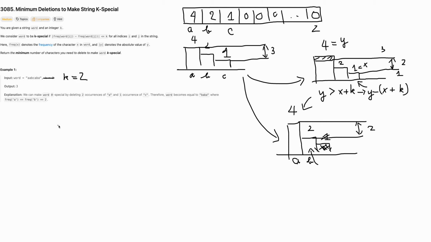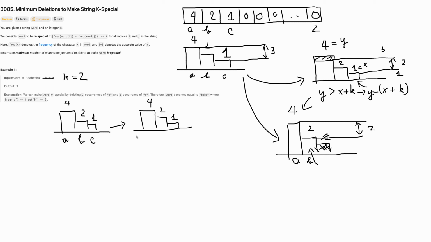Okay, so for example, in here we have the 4, we have 2, and here we have 1. 4, 2, and 1. So here that is the A, B, and C. Okay, the first case, we fix the A as the lowest frequency, for example, and then let's see how many occurrences we need to delete.